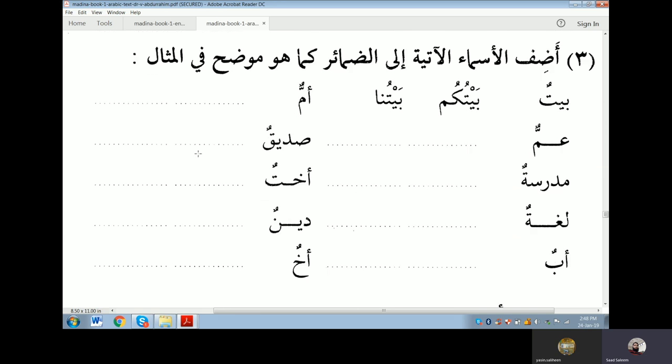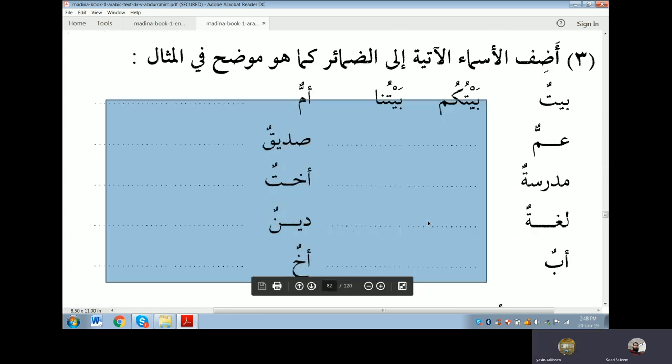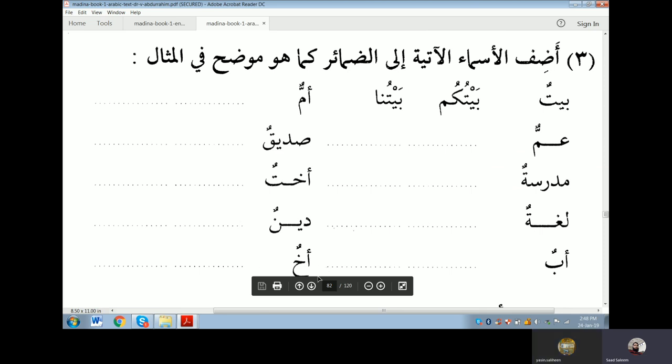Fill in all these blanks and send them to me so that I can check. Okay, now we'll stop here. Today I am keeping it short because I have some work to do. So note this page, page number 82.